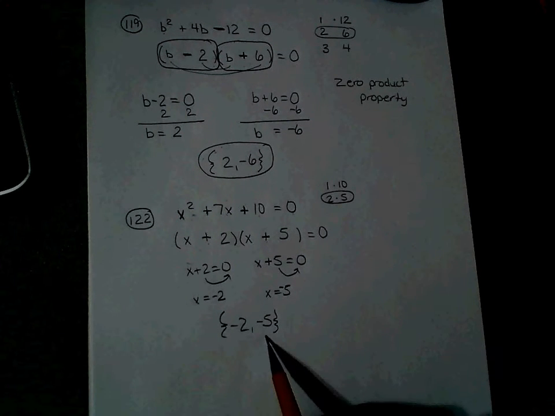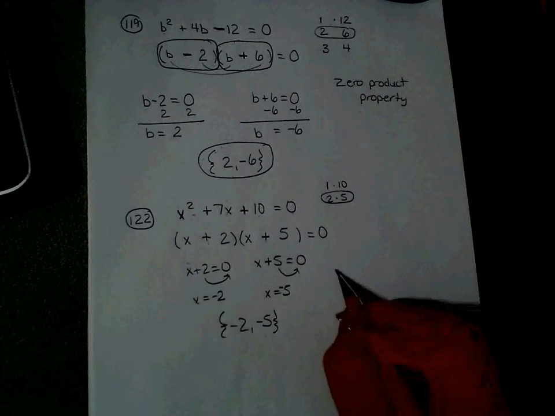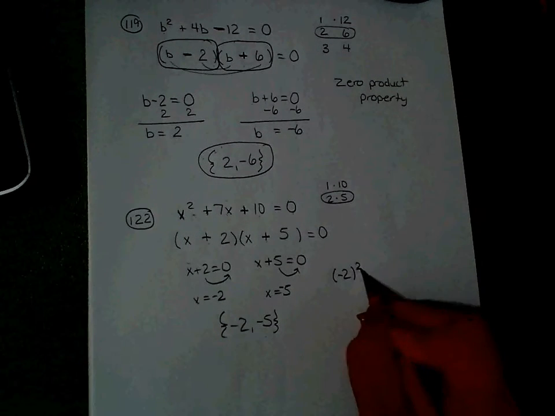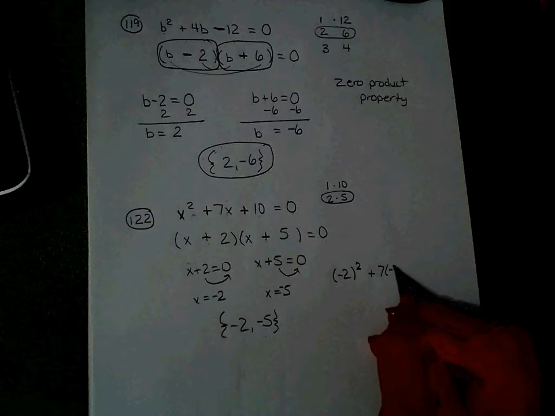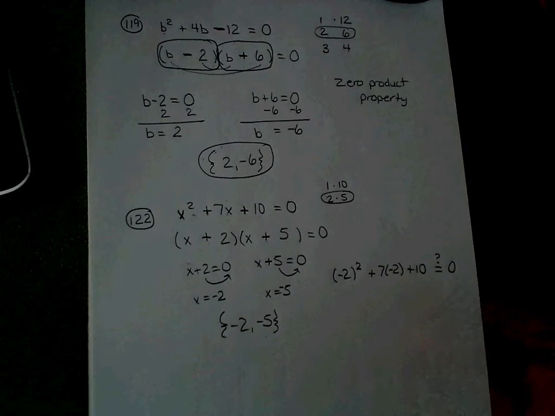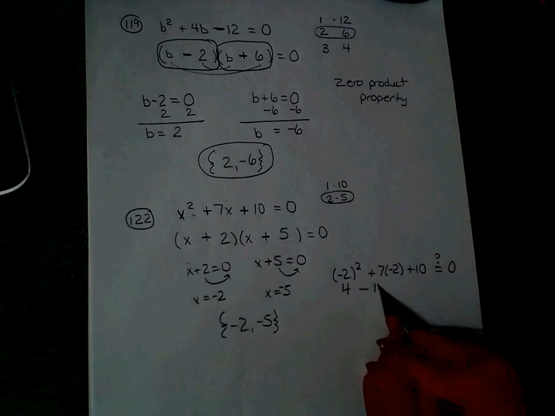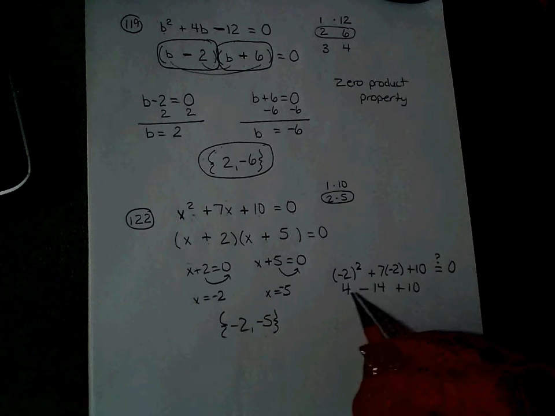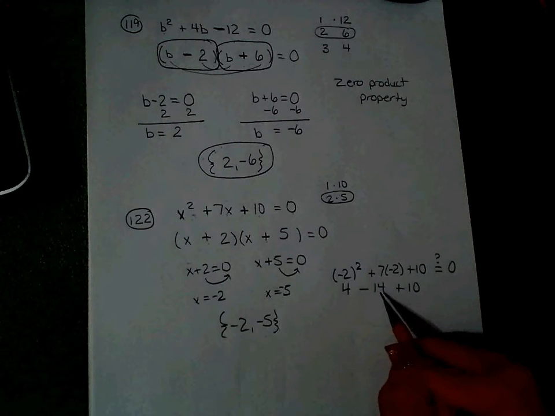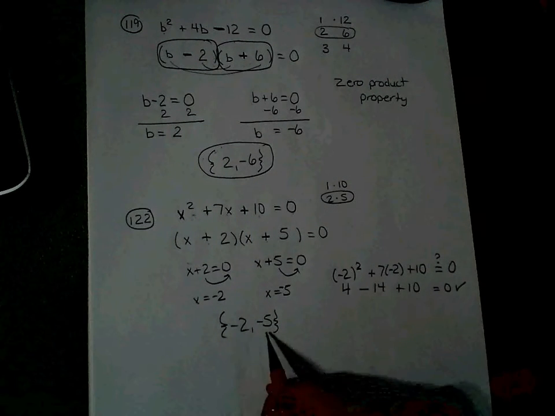Okay, let me show you exactly what this means. If you take a negative 2 and plug it back in this equation, negative 2 squared plus 7 times negative 2 plus 10 equals 0? Question mark. Negative 2 squared is 4. 7 times negative 2 is negative 14. 4 minus 14 is negative 10. Negative 10 plus 10 equals 0. Check. It works. Now let's check negative 5.